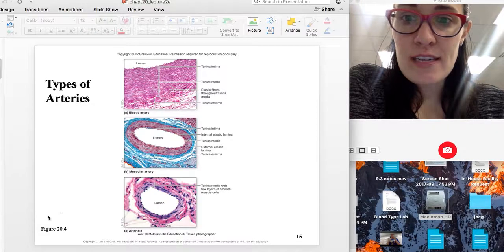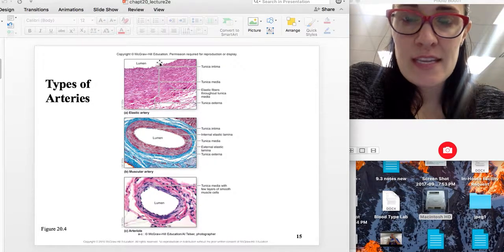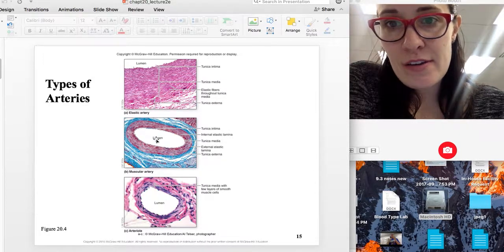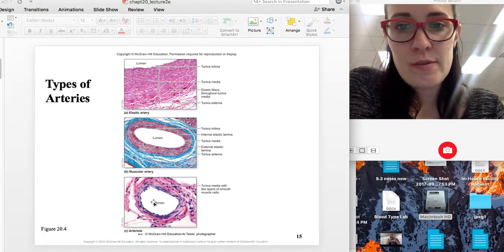This is the cross-sectional view of an artery right here. This is the elastic artery. You can see all the elastic tissue right here. Here's the muscular artery, more muscle, and then the arteriole.